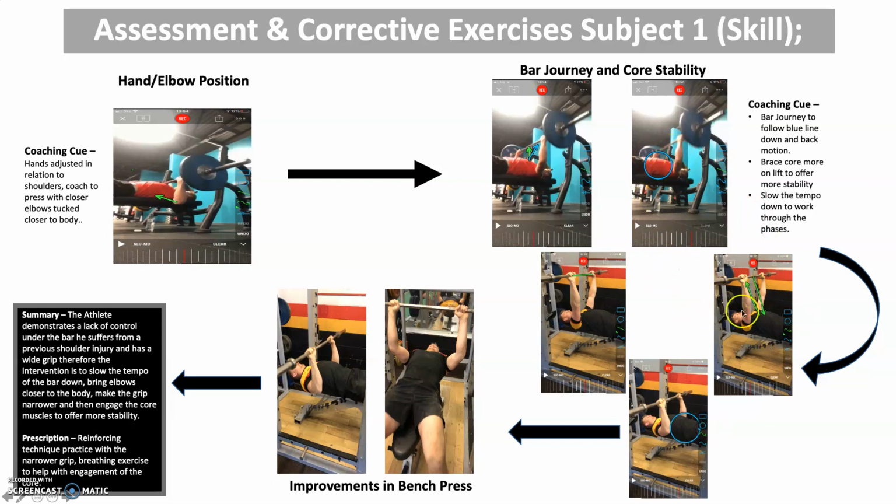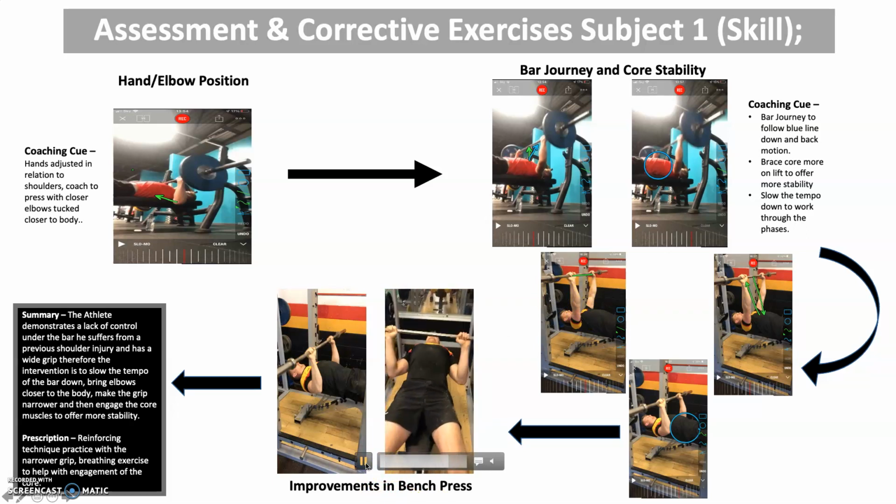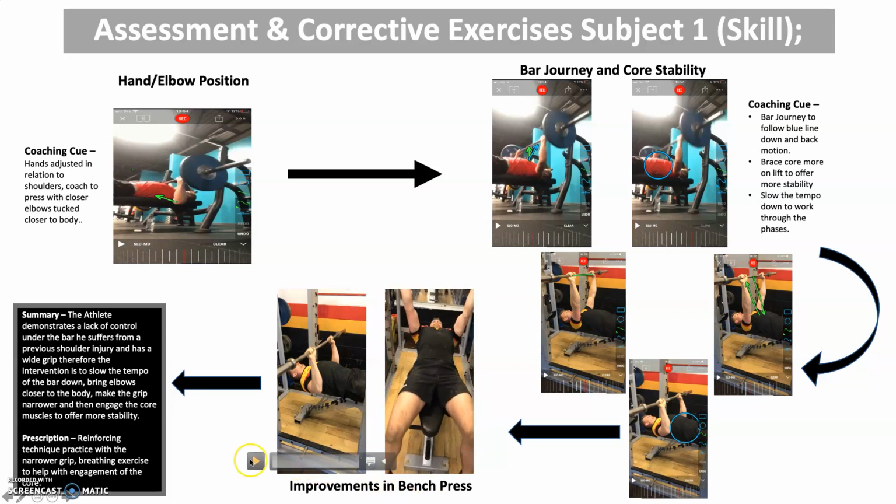So what we've done there with the athlete, the bar is moving from lower chest in a diagonal position, got more core stability, shorter hand width, and therefore the athlete is performing a much neater bench. And for this athlete, we're just going to reinforce the coaching points in the forthcoming week.